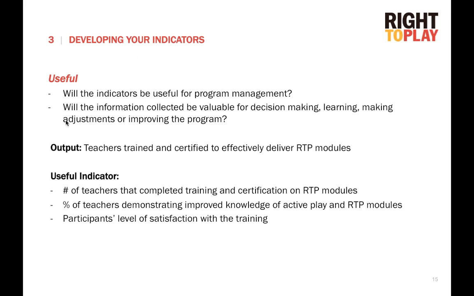As an example of an output, we have teachers trained and certified to effectively deliver Right To Play modules. So, useful indicators might include the number of teachers that have completed the training and certification, the percent of teachers demonstrating improved knowledge on active play, or the participants' level of satisfaction with the training.